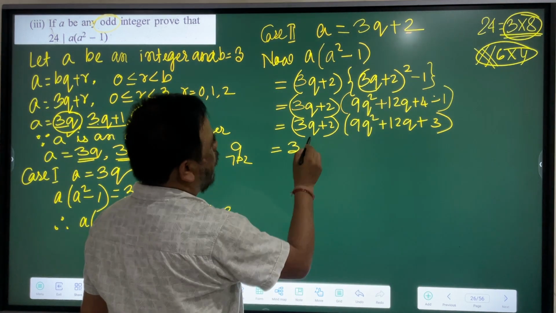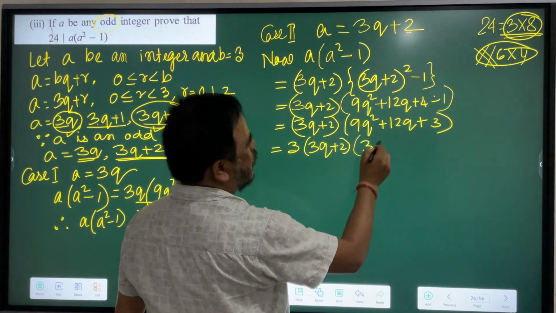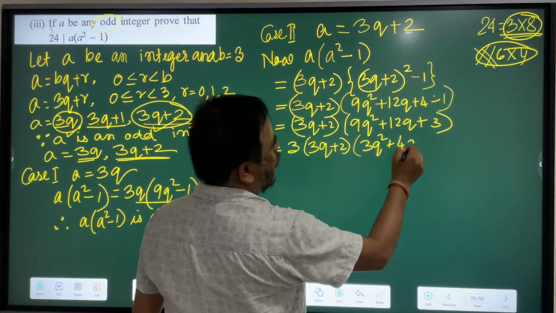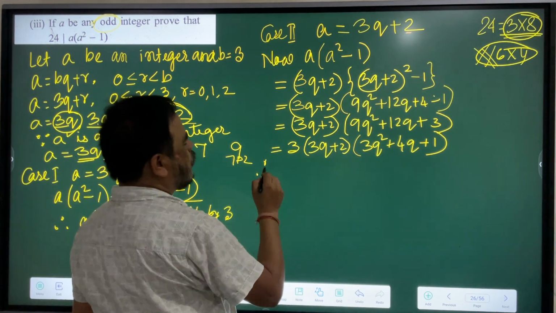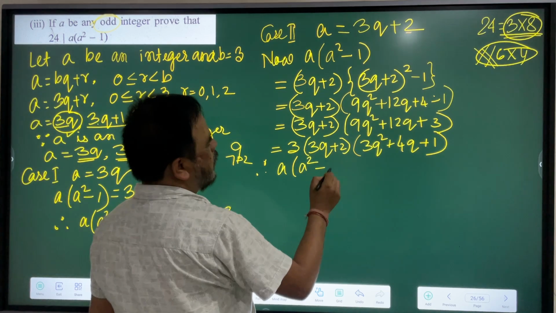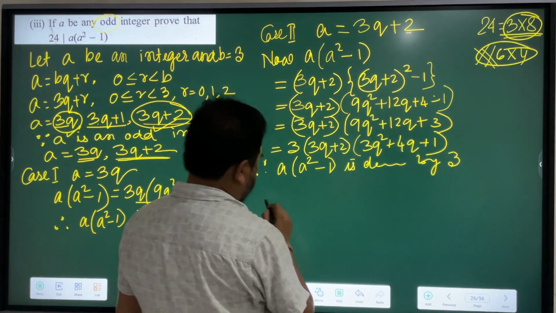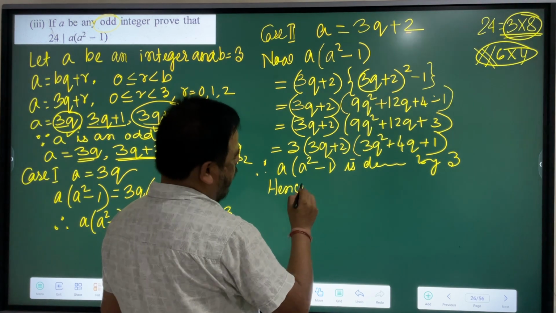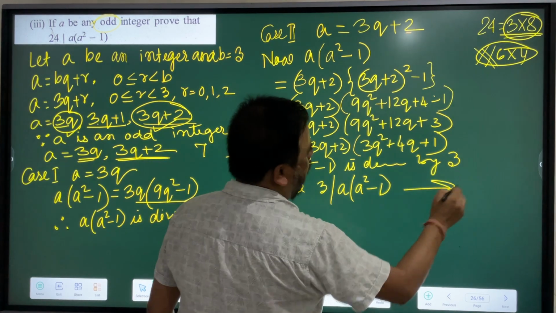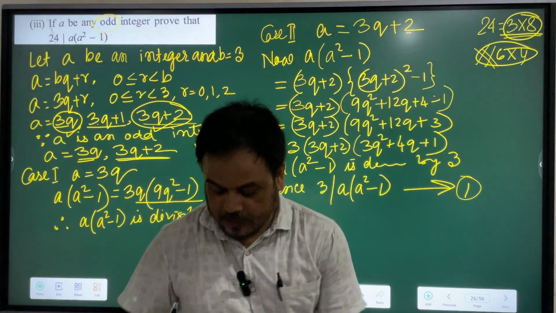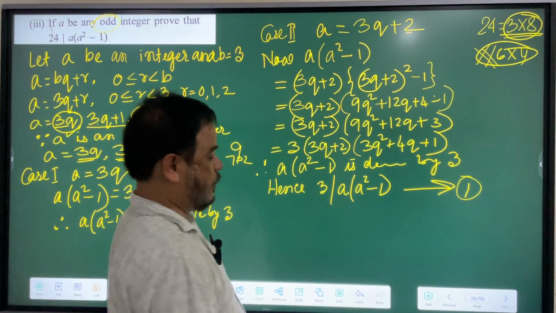We will take 3 common now. From here we have taken 3 common: 3 3s are 9, 3 4s are 12, 3 1s are 3. So therefore it is 3 into something. So a into a square minus 1 is divisible by 3. Hence 3 divides a into a square minus 1. That is number 1. Now we will try to prove for 8.